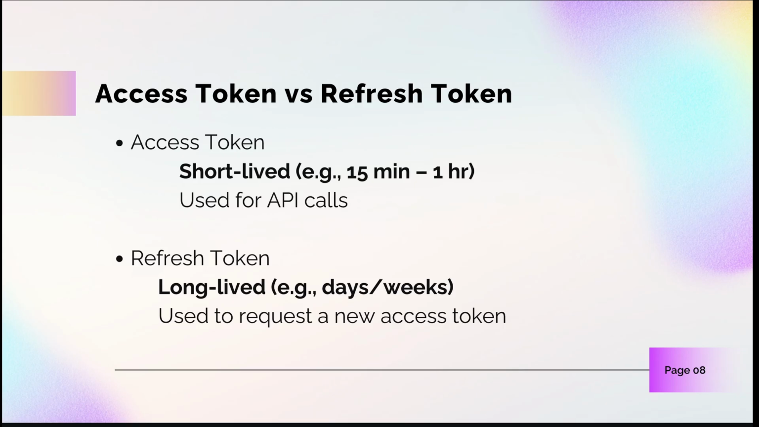Now we will see the difference between the access token and the refresh token. The access token has a short life, 15 minutes to 1 hour, and it is used for API calls. But the refresh token has a long life, like days or a week, and it is used to request a new access token. Suppose my access token expires after 15 minutes, then it will request a new access token.